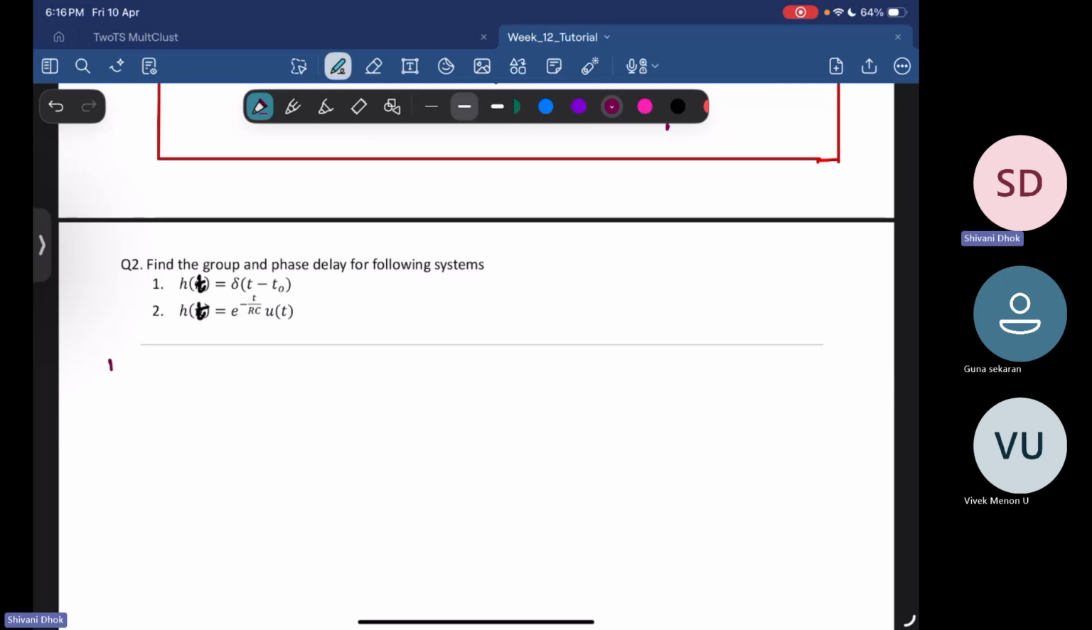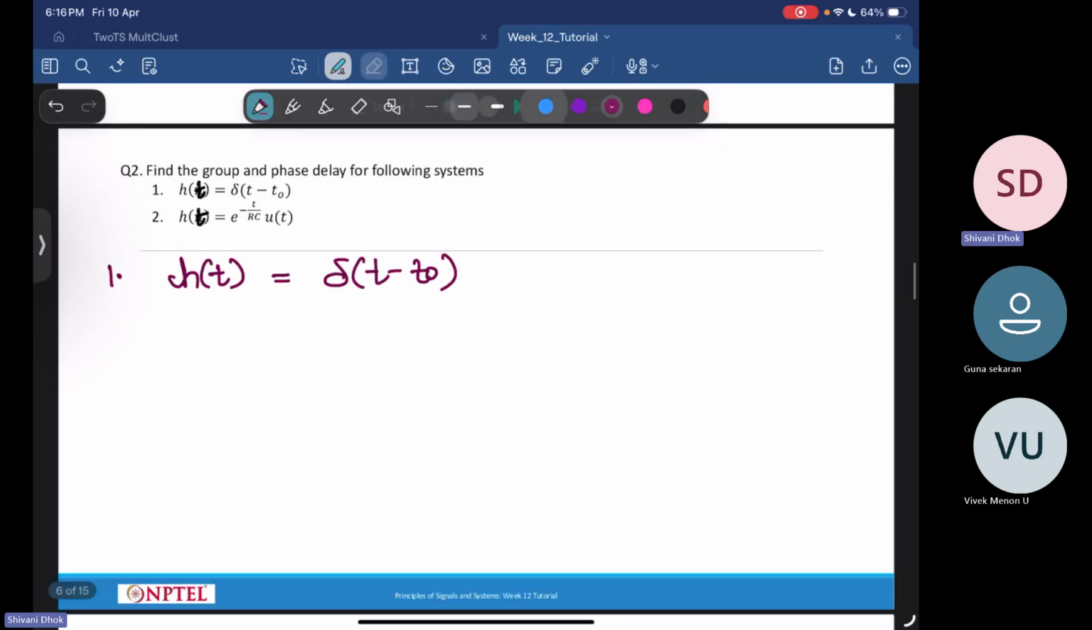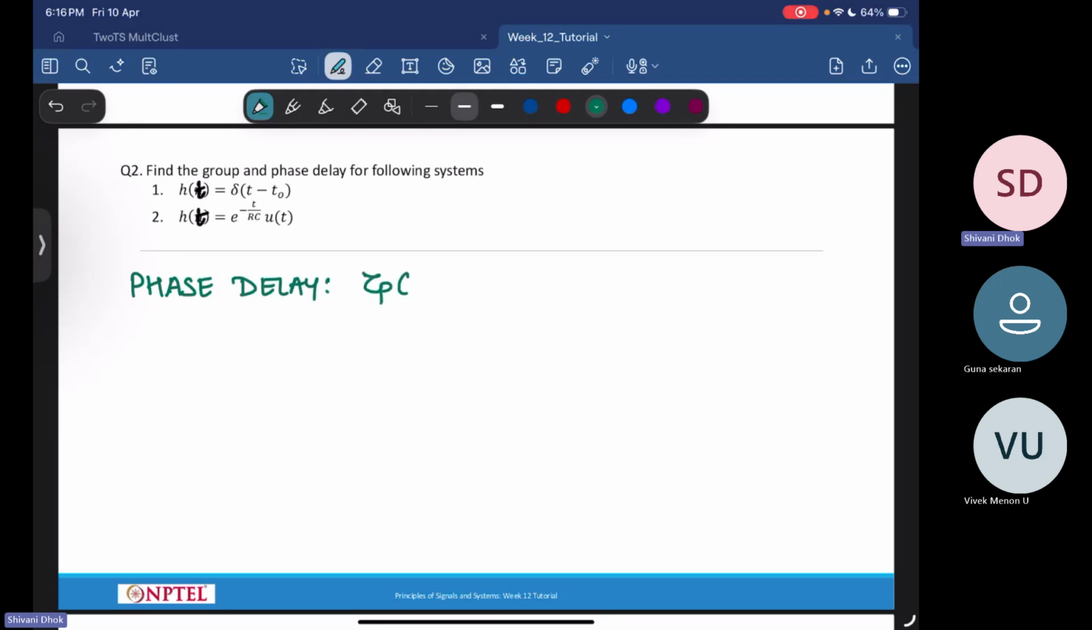So the first system, with impulse response delta(t minus t naught), is the system given to us. And what is the definition of group delay? Let me just write that first here. So how do you find your phase delay? I'll just repeat the definition. Tau p of omega naught is minus phi of omega naught by omega naught.